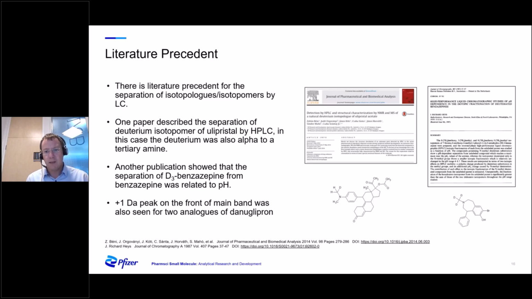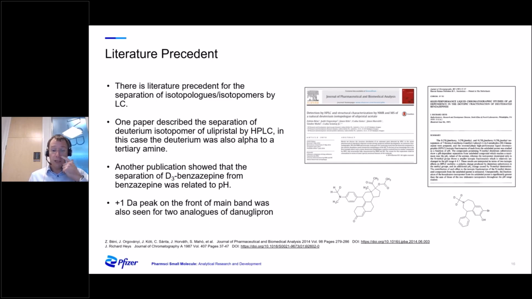So why was this happening? We first looked at conducting DFT models of danuglipron with and without the deuterium alpha to the nitrogen of the piperidine ring to see if it had any change to the conformation, and we found no change in the conformation. We didn't believe the difference was down to the mass difference in deuterium, because otherwise you'd see this effect all the time for all of the deuteriums in the molecule. Now, both with danuglipron and in the literature examples we have here, the deuterium is alpha to the tertiary amine. So we were wondering if this could be the thing that was causing the separation, and we were wondering if the deuteration had an effect on the pKa.